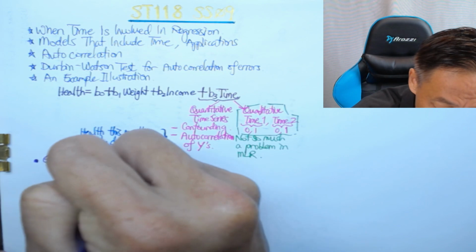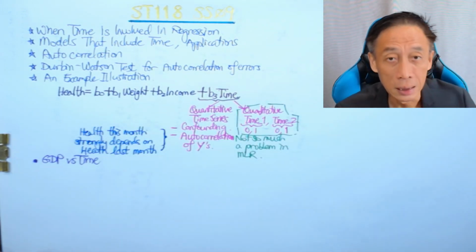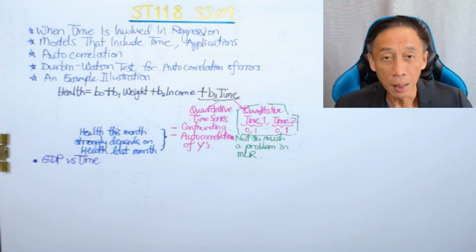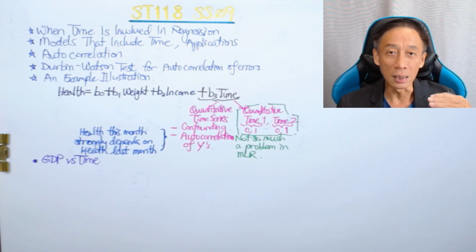Versus time. As time passes, GDP increases. Fair enough, yeah. As time passes, GDP increases or GDP decreases. Hopefully not, right? As time passes, GDP increases. Now, as it increases, can it double?